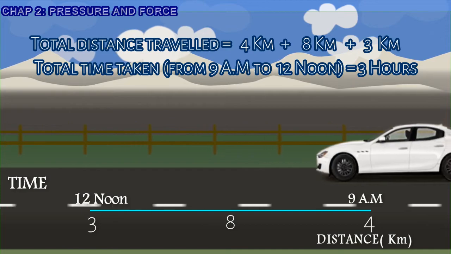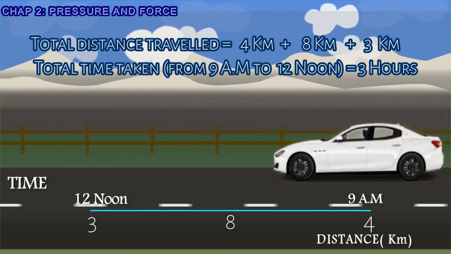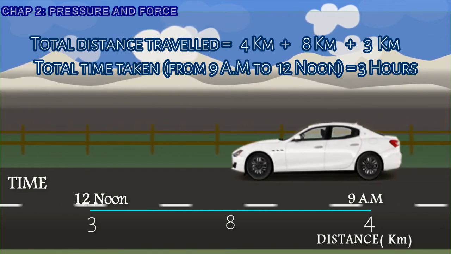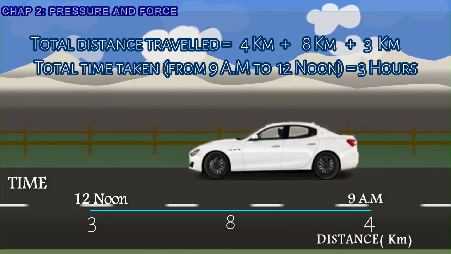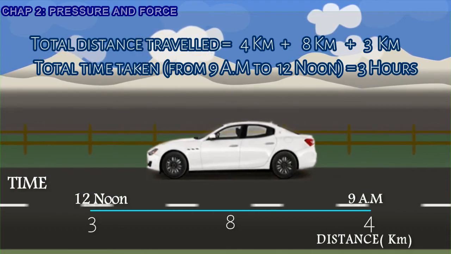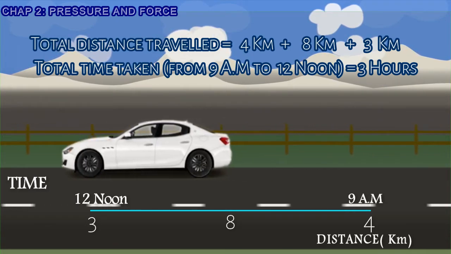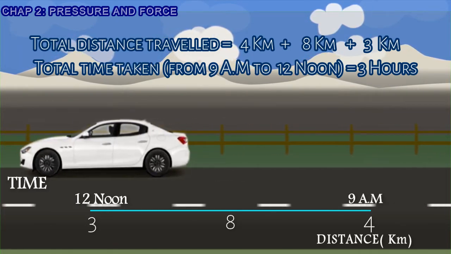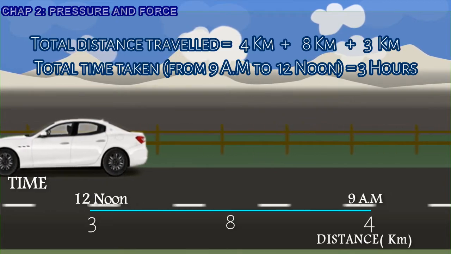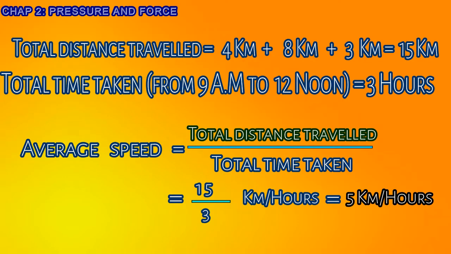For example, a car has traveled a total distance of 4 km plus 8 km plus 3 km, which is equal to 15 kilometers, and the time of travel is 9 a.m. to 12 noon, that is 3 hours. Hence, the average speed of the car is 5 km per hour.